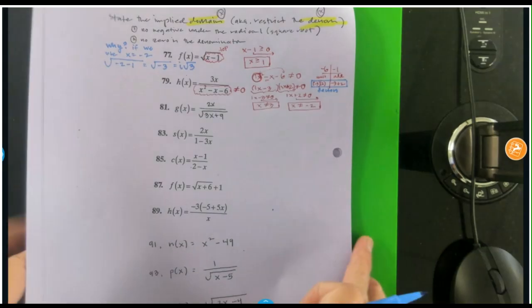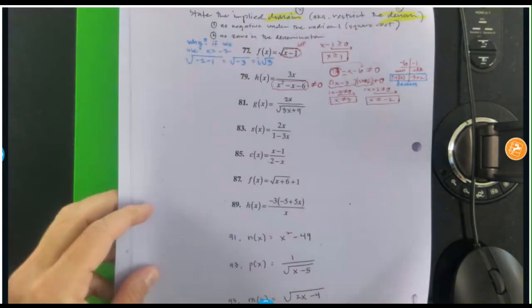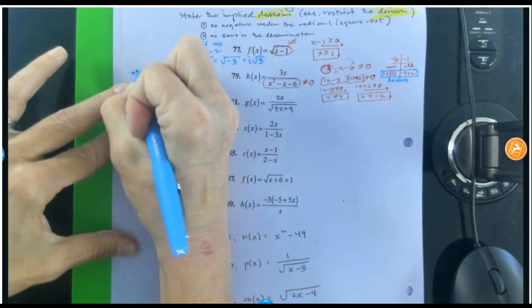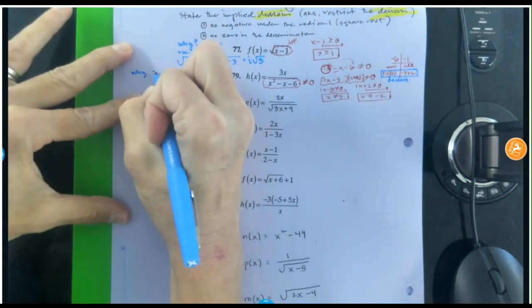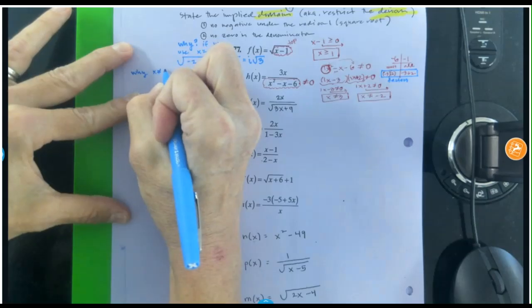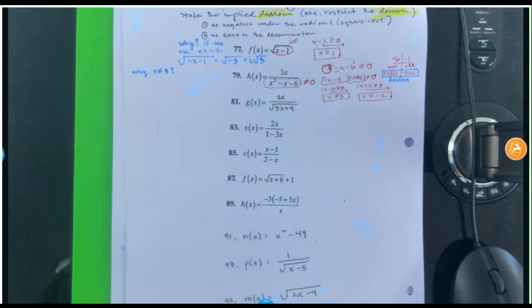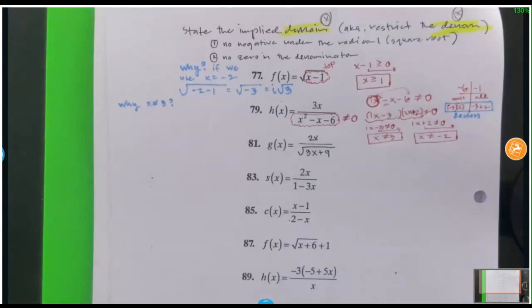But let's go over here and let's talk about why x cannot be 3. Let's do that one first. Why can x not be 3? You said it can't be 3. Your math said it can't be 3. Your restriction said it can't be 3. But why? Let me show you why.